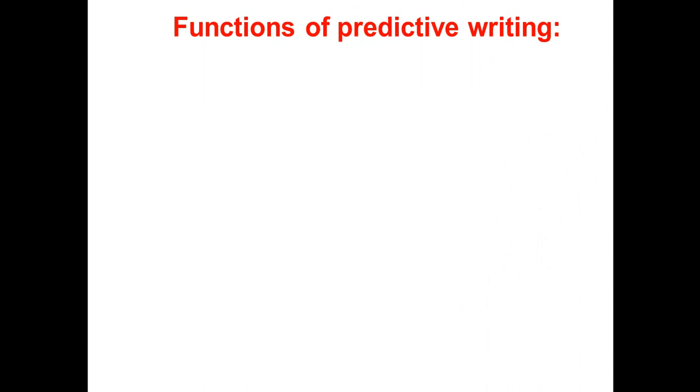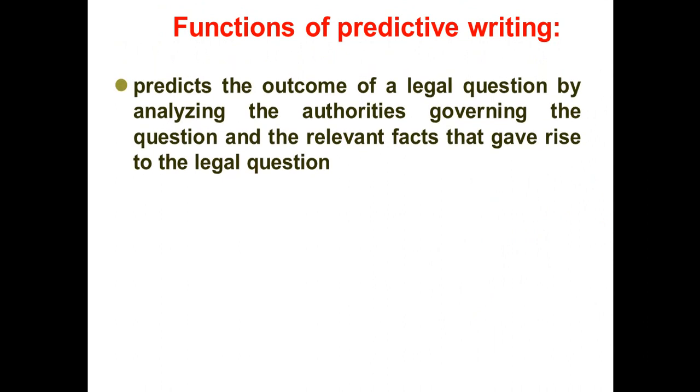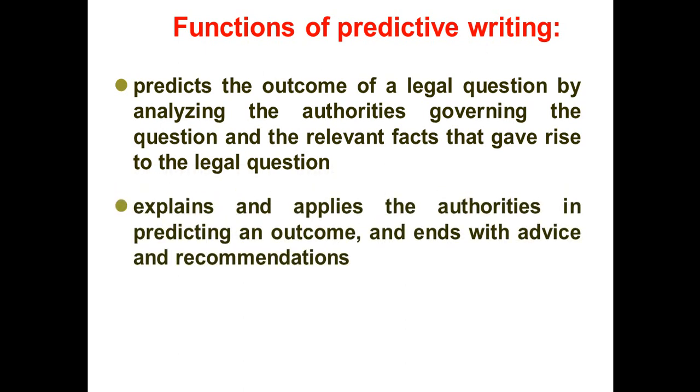Functions of predictive writing. What is it? Predictive writing predicts the outcome of legal questions by analyzing the authorities, the rules governing the questions, and the relevant facts that gave rise to the legal questions. It also functions to explain and apply the rules and authorities in predicting an outcome, and ends with the advice of the experts or recommendations.